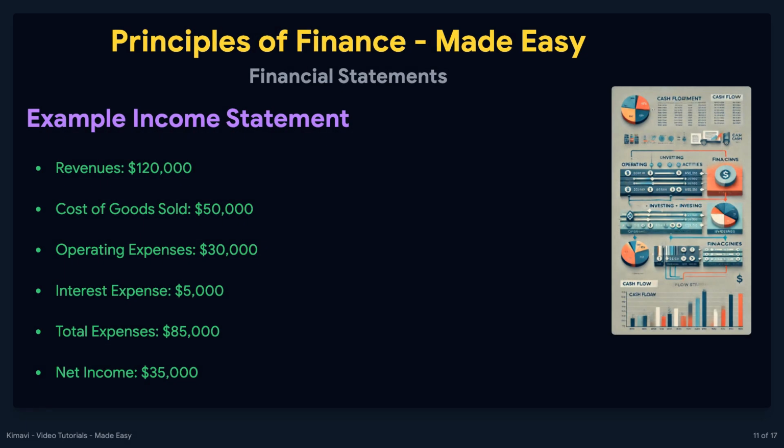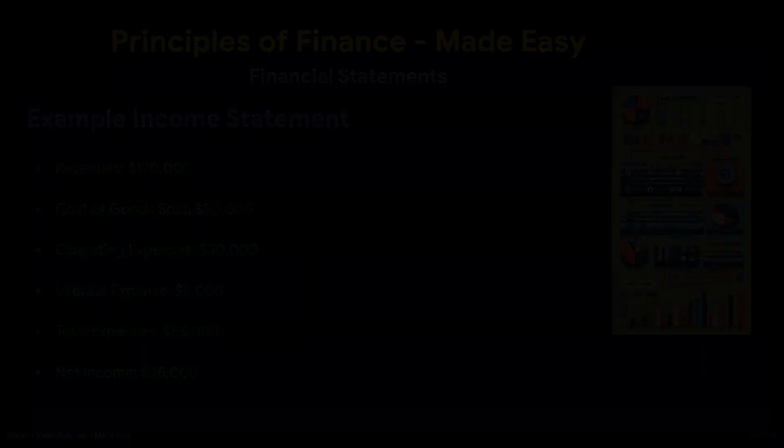Here is an example of a simplified income statement. The company has revenues of $120,000. The cost of goods sold is $50,000. Operating expenses are $30,000, and interest expense is $5,000, making the total expenses $85,000. The net income is $35,000.